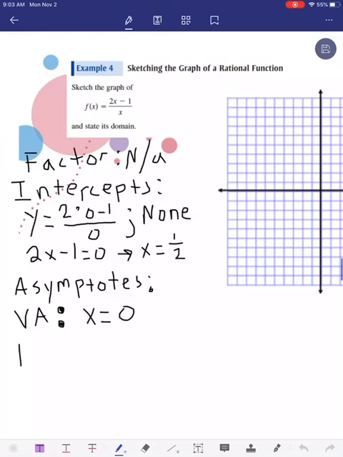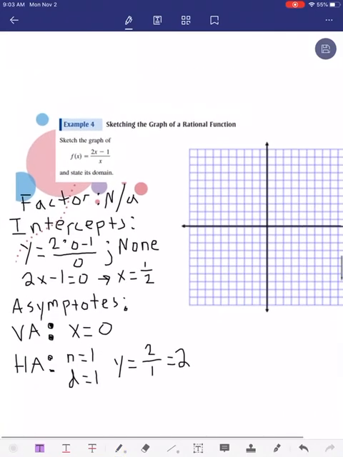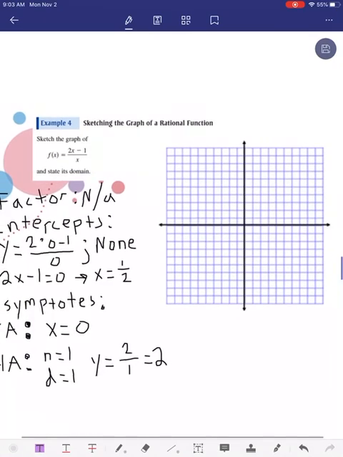And then our horizontal asymptotes. So notice that n equals 1, d equals 1, which means that we want to look at our leading coefficients, which are going to be 2 and 1. So 2 divided by 1 just gives us 2. So let's go ahead and start plotting some of these things.